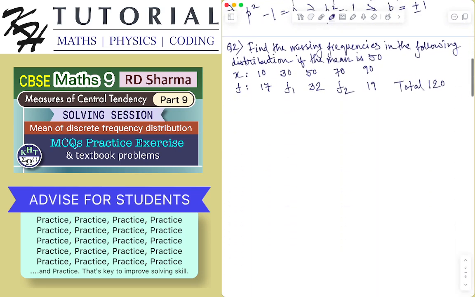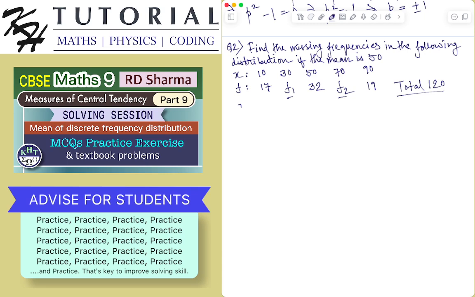Question number 2. Find the missing frequencies in the following distribution if the mean is 50. So we have a discrete frequency distribution. There are how many values? 1, 2, 3, 4, 5 unique values, and for their frequencies we can see f1 and f2 are two unknown frequencies. But it is given that the total of the frequencies is 120.